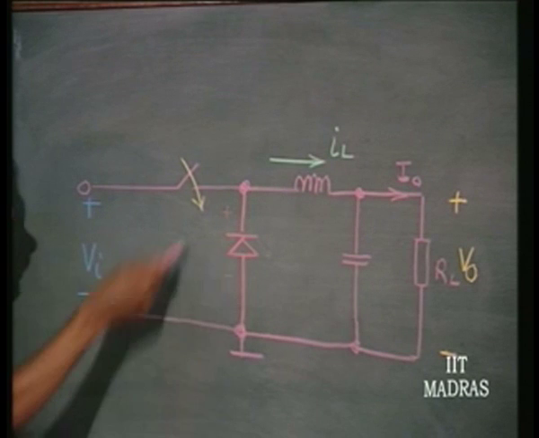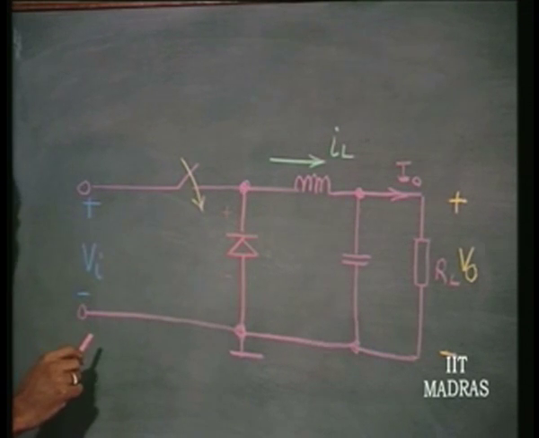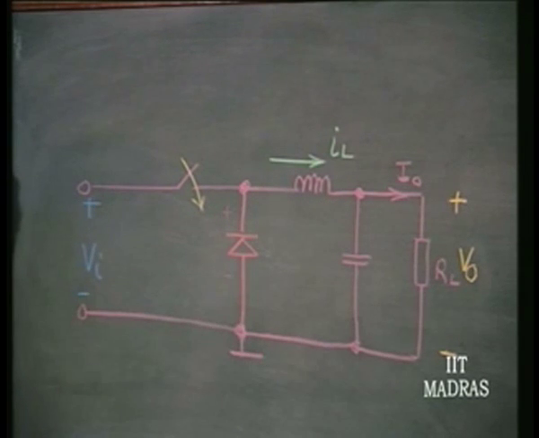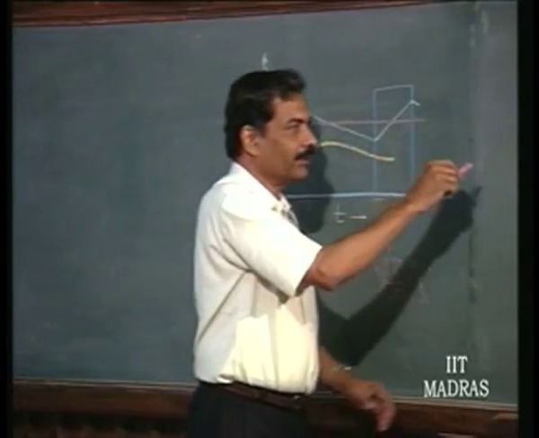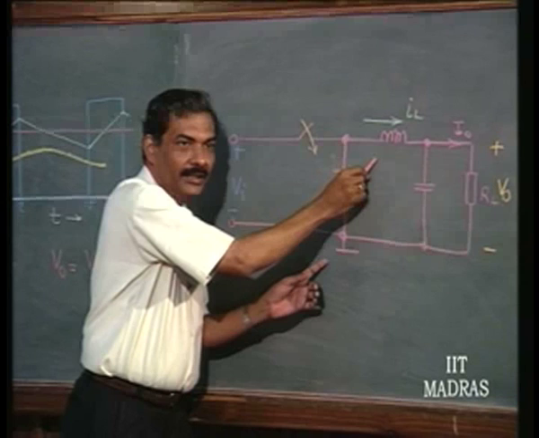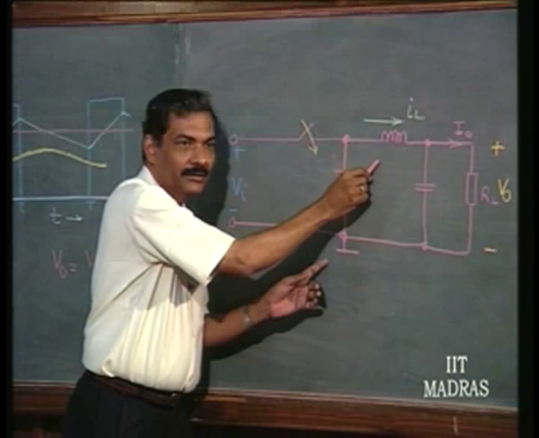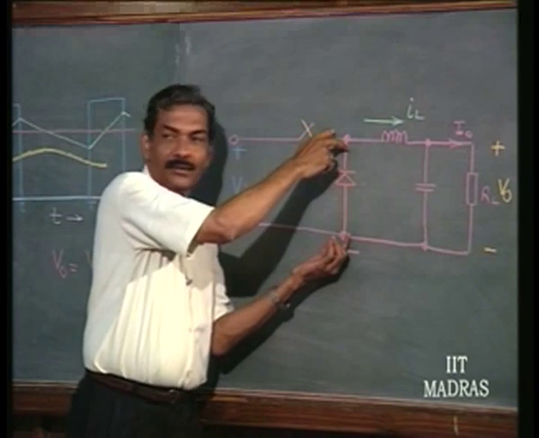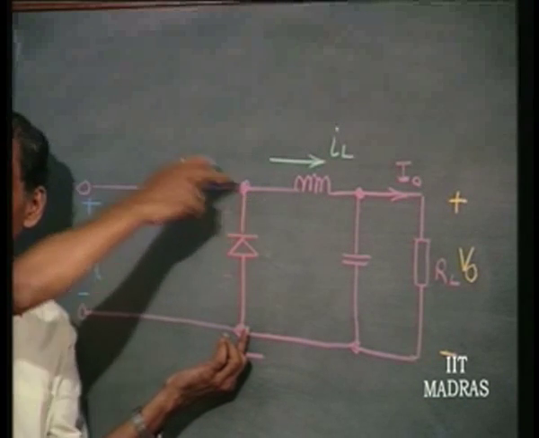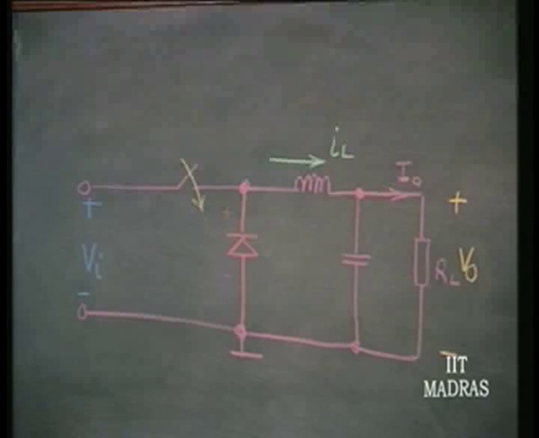Next, when this is open, the current in the inductor cannot change suddenly. So, it continues to flow. But since the current has to be sustained, the current is going to bias the diode in the forward direction. Okay. So, the diode is getting on automatically, and the voltage across it is sustained to be 0.